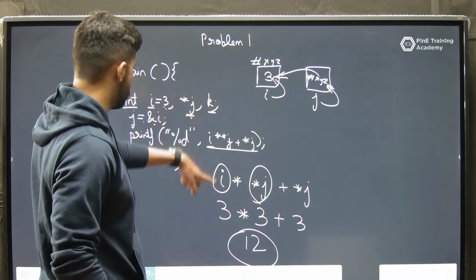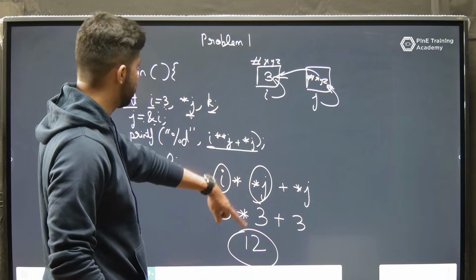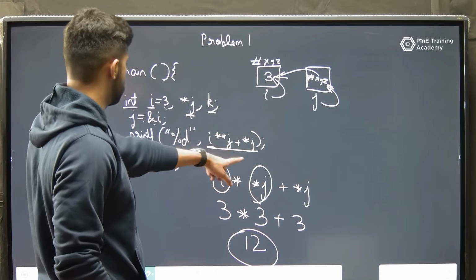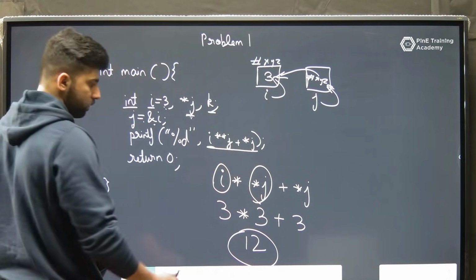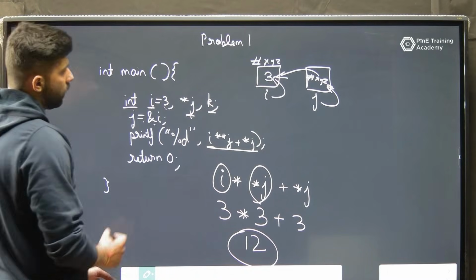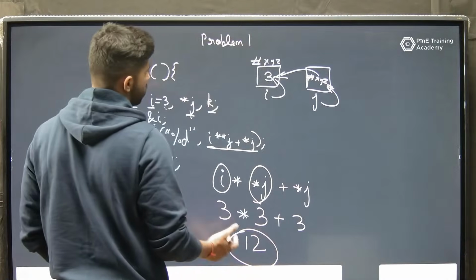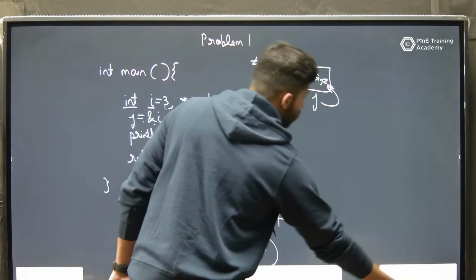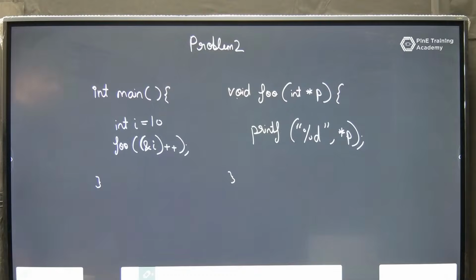Okay, this is 3 3s are 9, asterisk j. This is fine. All right, this is one of the problems. Let's move to next problem.